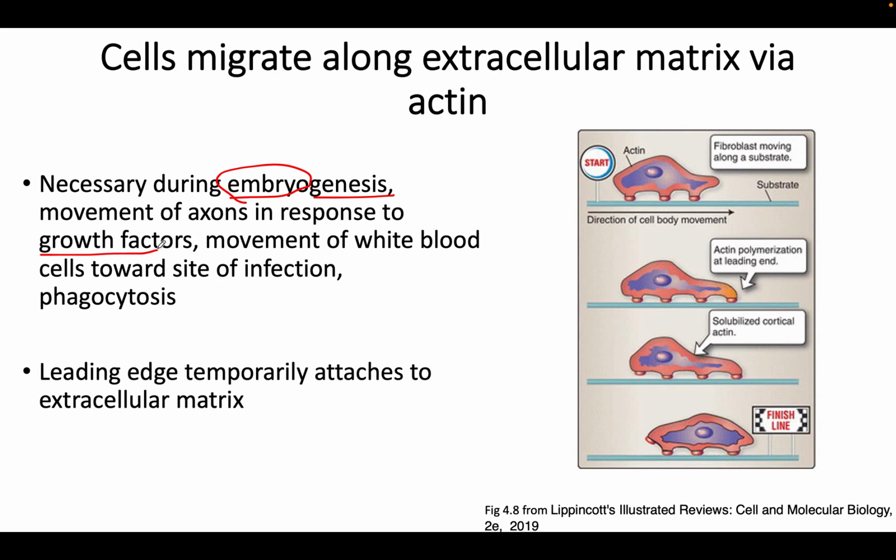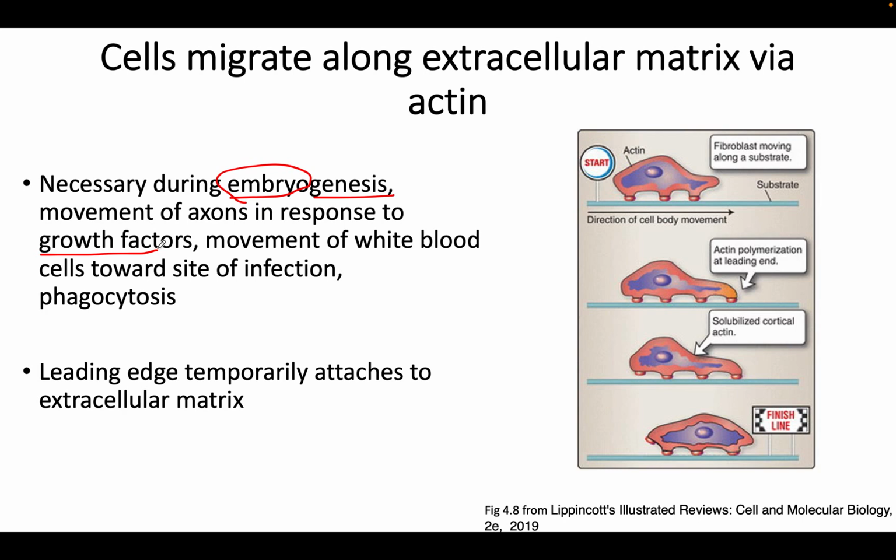Then movement of white blood cells toward a site of infection. I talked about that a bit on a previous slide. And last but not least, phagocytosis, which is when a cell needs to engulf something that needs to be destroyed, such as an invading bacteria or a virus. So for phagocytosis to occur, we need to have actin playing a part.